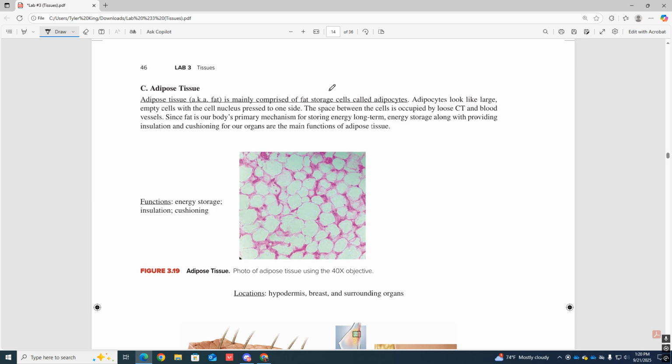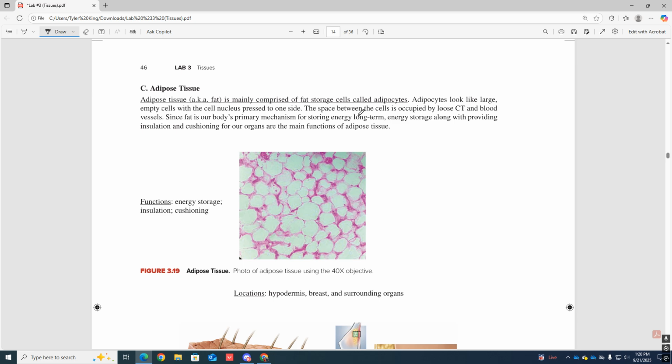It's mostly comprised of fat storage cells called adipocytes. All of these white globs here are the adipocytes, okay? When I see these, I think of marshmallows. Marshmallows typically aren't the most healthy things for us to eat. They do have some fat substance to them, right? So when I think about adipose tissue, I think about all these marshmallows, okay? That's how I distinguish them. As it says here, the adipocytes look like large, empty cells with a cell nucleus pressed to one side. The space between the cells is occupied by loose connective tissue and blood vessels.